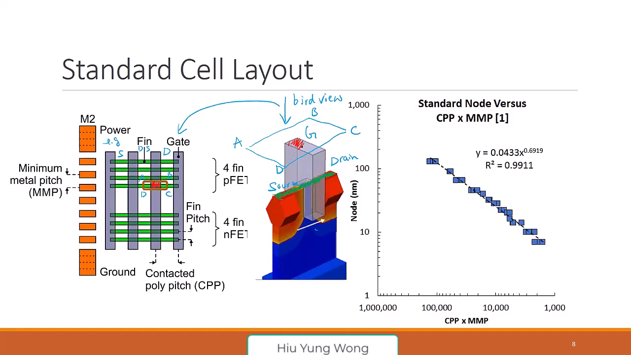Let me still draw this one. Okay, this rectangle corresponds to this rectangle. It does. So they are connected. So by connecting them differently, you will get different standard cells. You might get NAND gate, inverter, NOR gate. Okay.